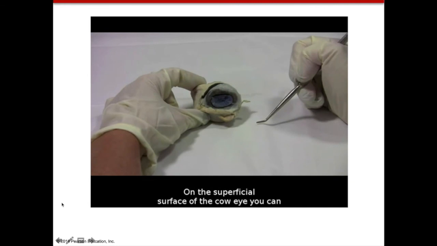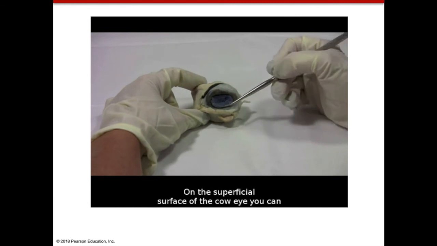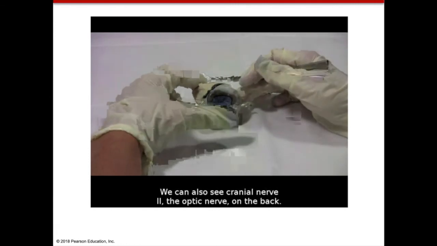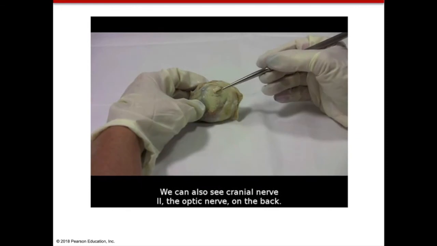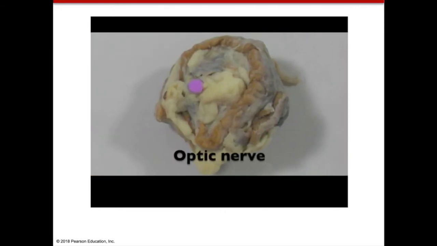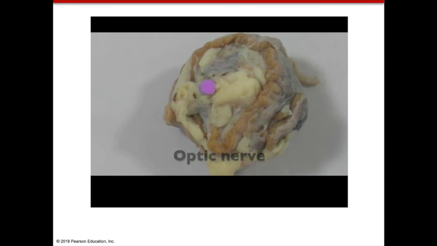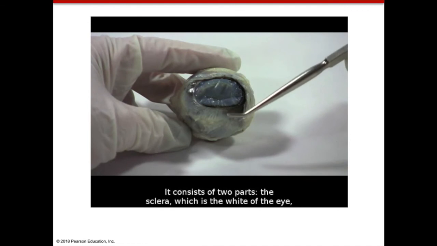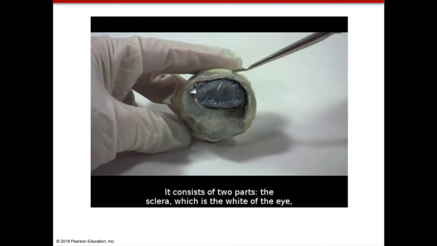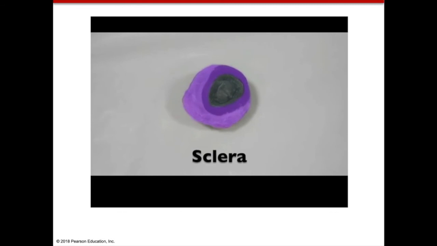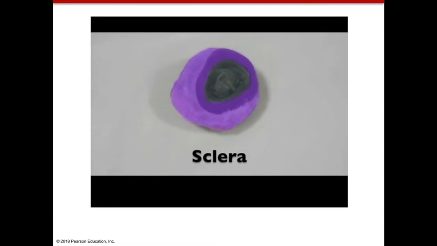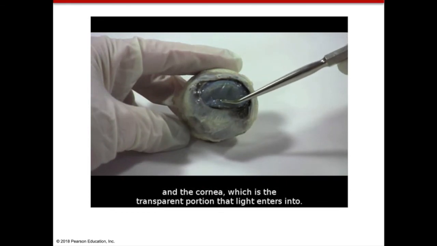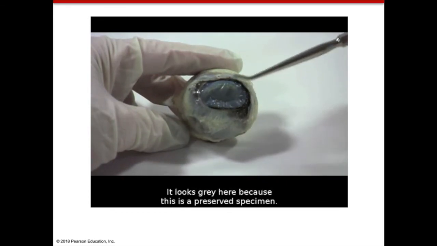On the superficial surface of the cow eye, you can see some skin and some musculature still attached. We can also see cranial nerve 2, the optic nerve, on the back. The fibrous layer is the outer layer of the eye. It consists of 2 parts. The sclera, which is the white of the eye, and the cornea, which is the transparent portion that light enters into. It looks gray here because this is a preserved specimen.